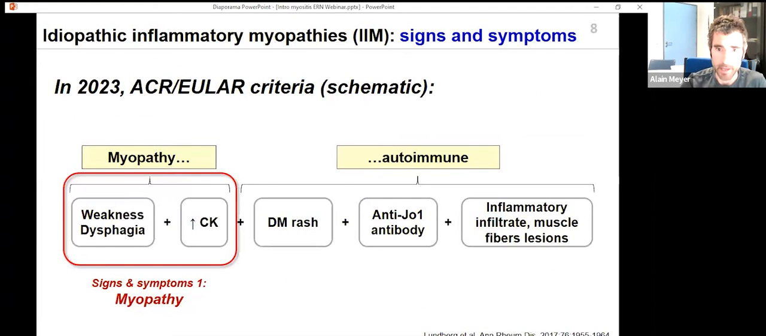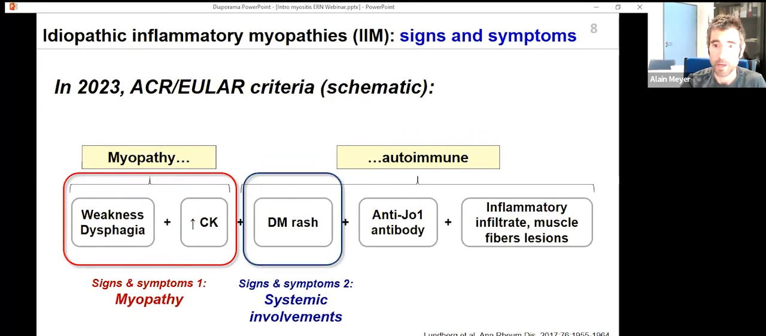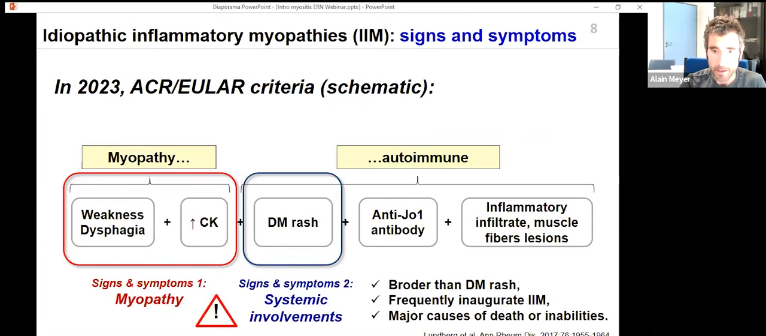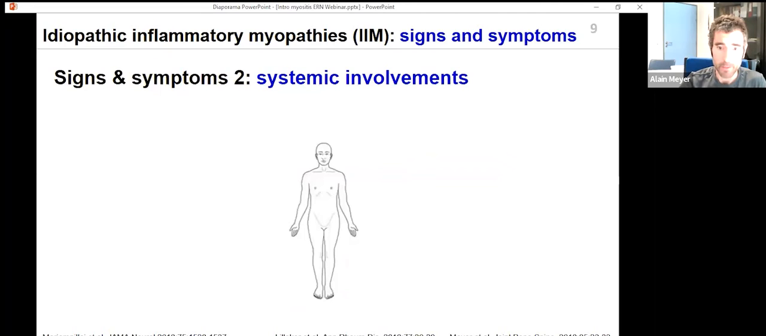Following the ACR-EULAR criteria, sign and symptom number 2 is dermatomyositis rash. But we will see that the systemic involvements in inflammatory myopathies are broader than dermatomyositis rash, frequently inaugurate the disease, and are a major cause of death or disability, as stated in the previous slides. Inflammatory myopathies are definitely systemic diseases.